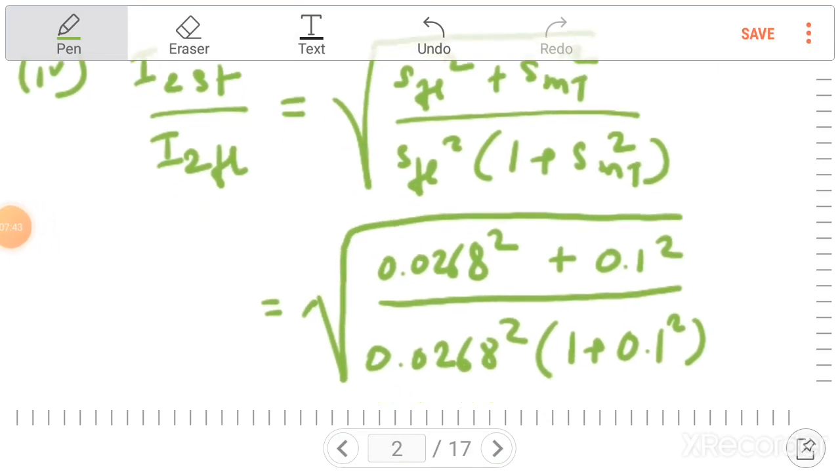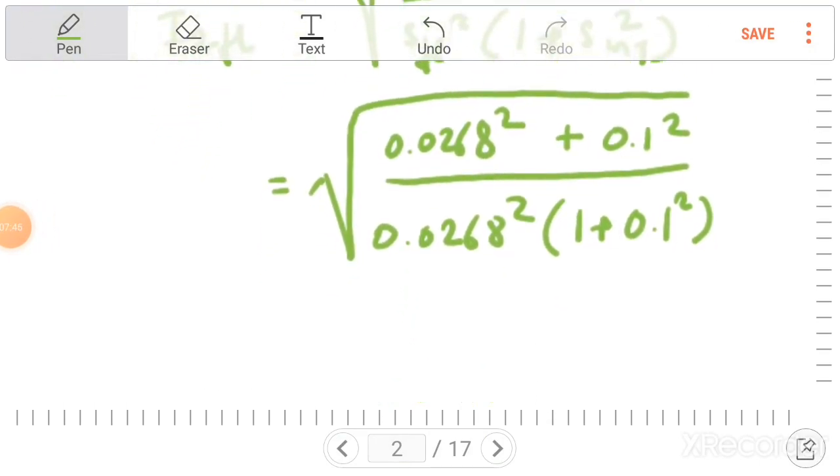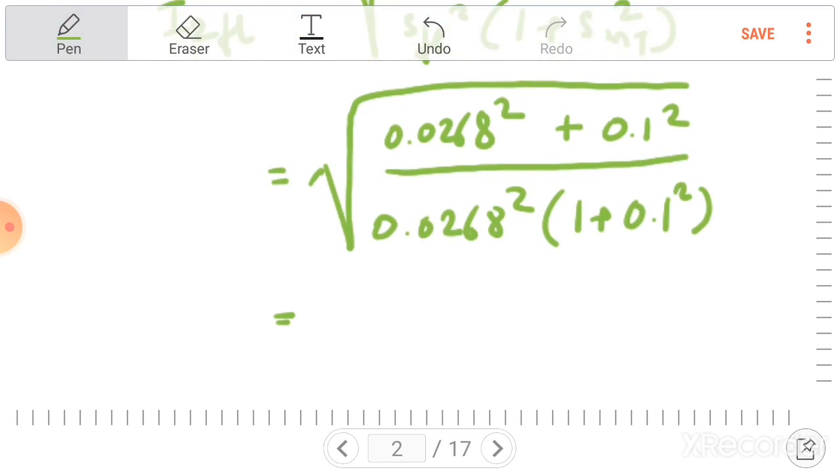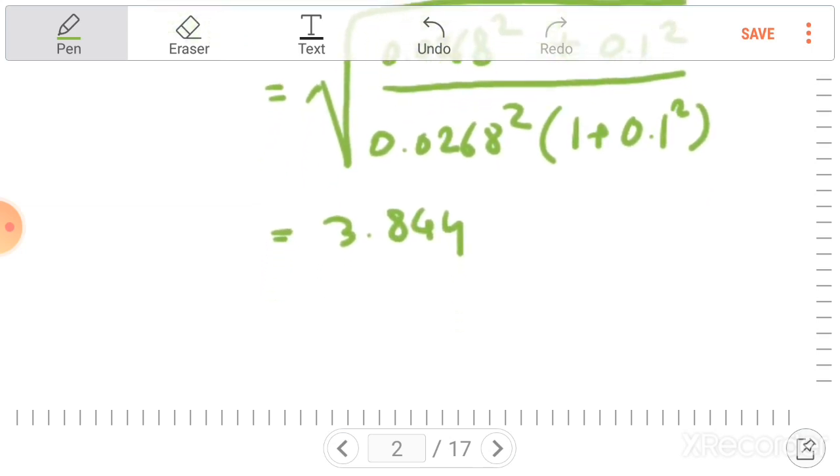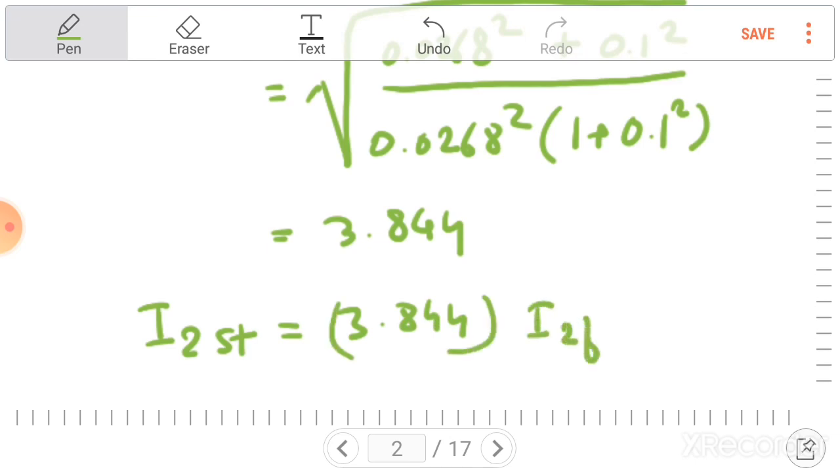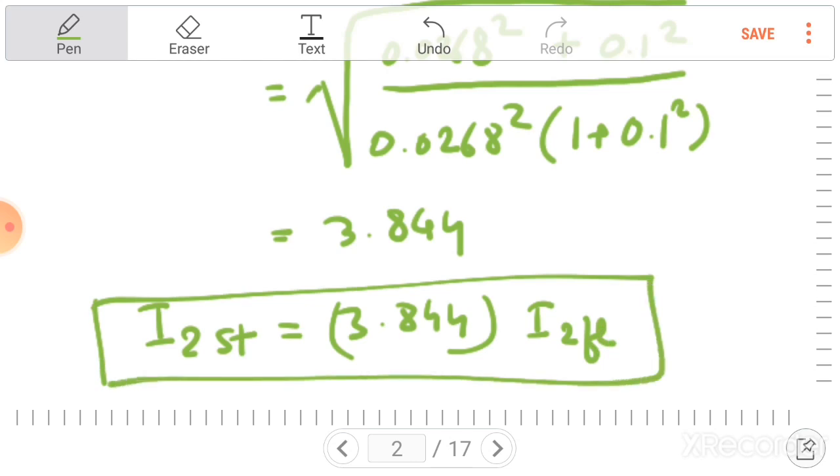After putting the values, we get the ratio I2ST by I2 at full load is equal to 3.844. So I2 at starting is equal to 3.844 times of I2 at full load. This is the relation that is asked in option 4th.